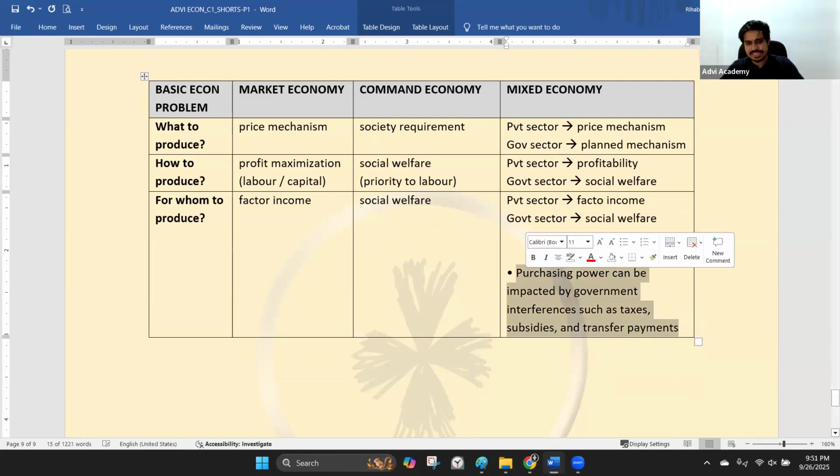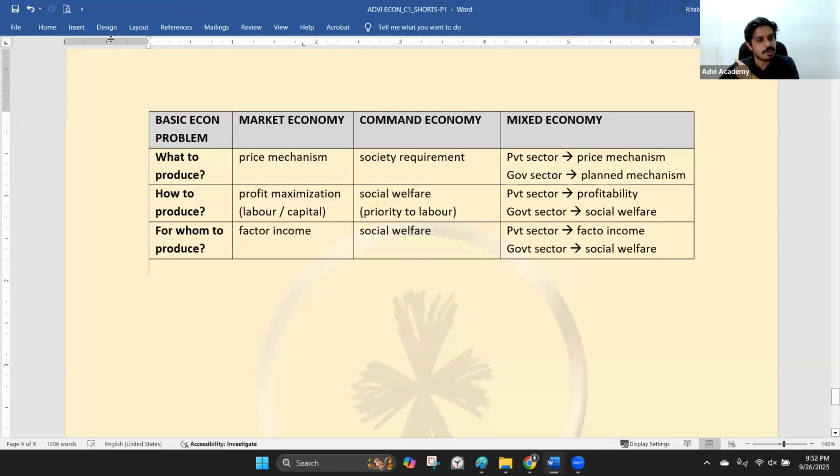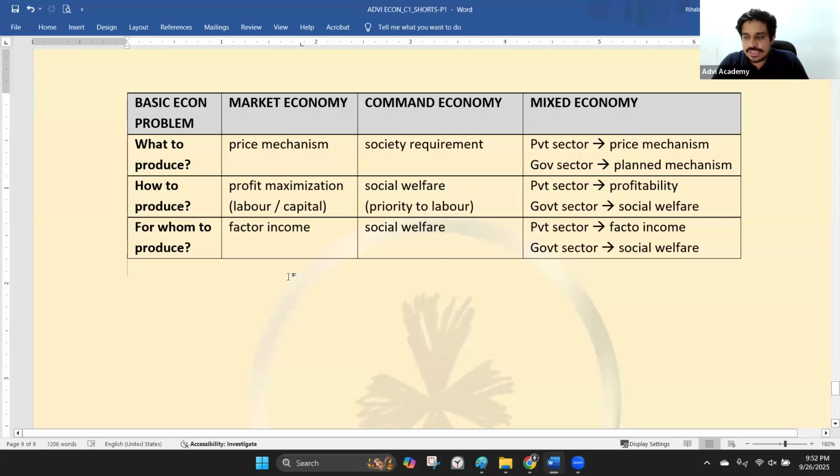We can talk about this in a later part of the chapter, but this is your summary as far as your basic economic problems are concerned and how each of the markets solves them. So you can take a screenshot of this and add that to the short note as well.